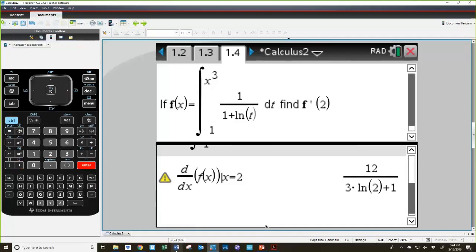And then it's kind of neat to talk to the kids about what happened here. If we take the derivative of f of x, we would have 1 over 1 plus the natural log of x cubed, then times chain rule 3x squared. So 3x squared evaluated at x equals 2 would be the 12. But this gives you a good opportunity to talk about the laws of logarithms and how the log of 2 cubed became 3 log 2.